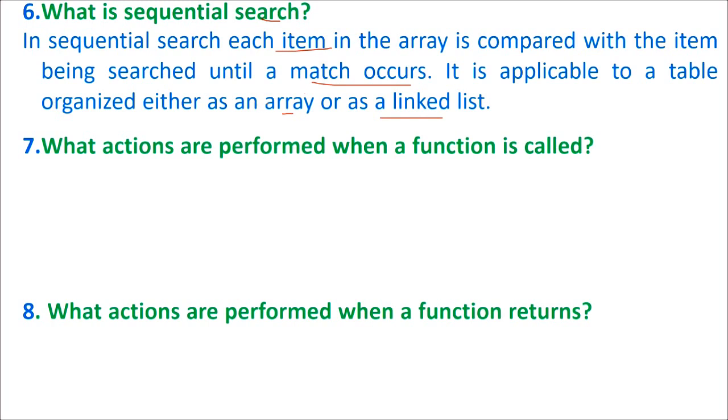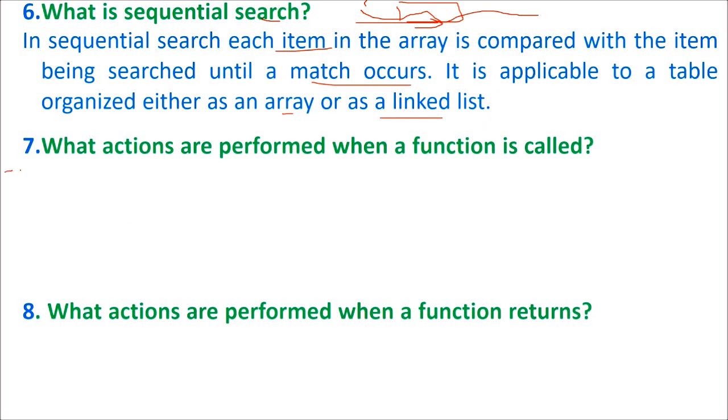So in an array also, there are various searching algorithms. But in a sequential search, you start with the first index of the array and you proceed till you reach the matching value. In a linked list also, it is the same. The formation of a linked list is somewhat different, but still the searching is sequential only.